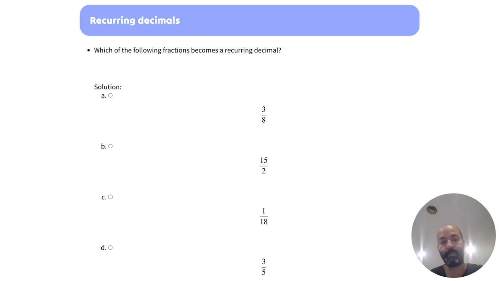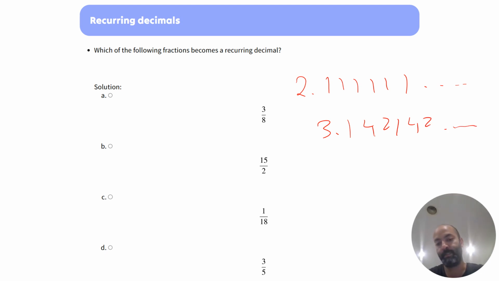This video is going to talk about recurring decimals. Let me just remind you of what a recurring decimal is. So a recurring decimal is one of those decimal numbers with an infinite number of decimal places, such as 2.11111, and it just never ends, or 3.142142, and it just keeps repeating.